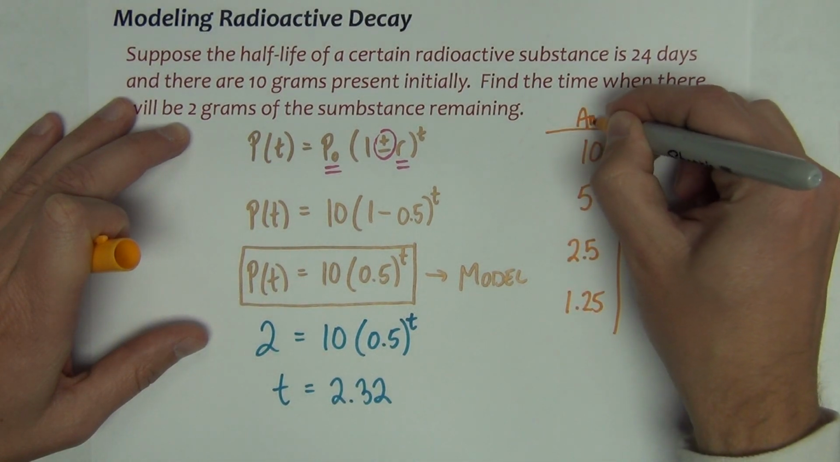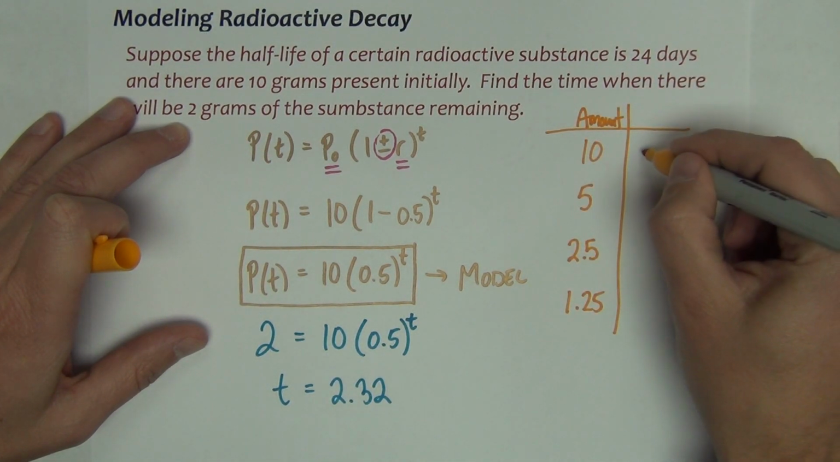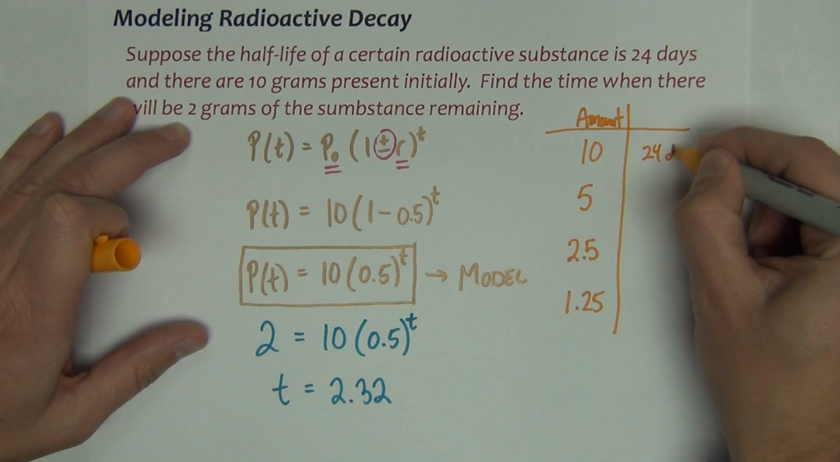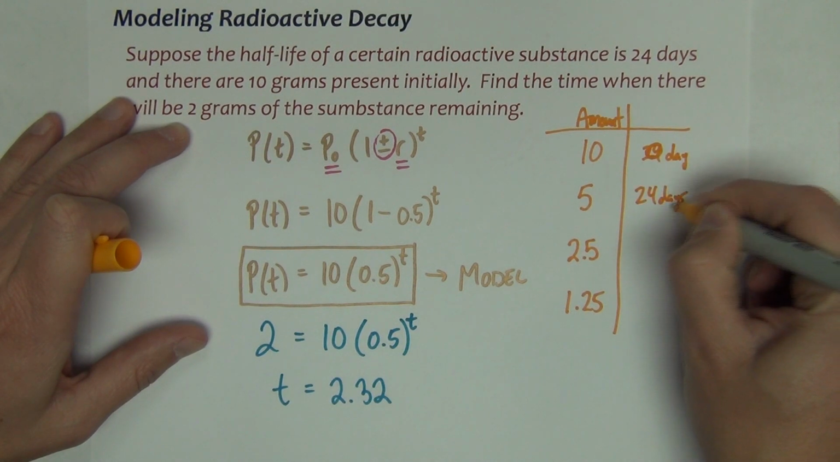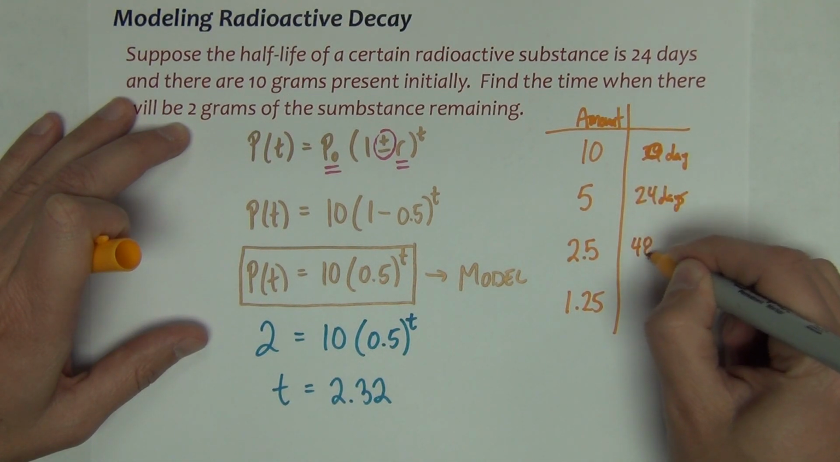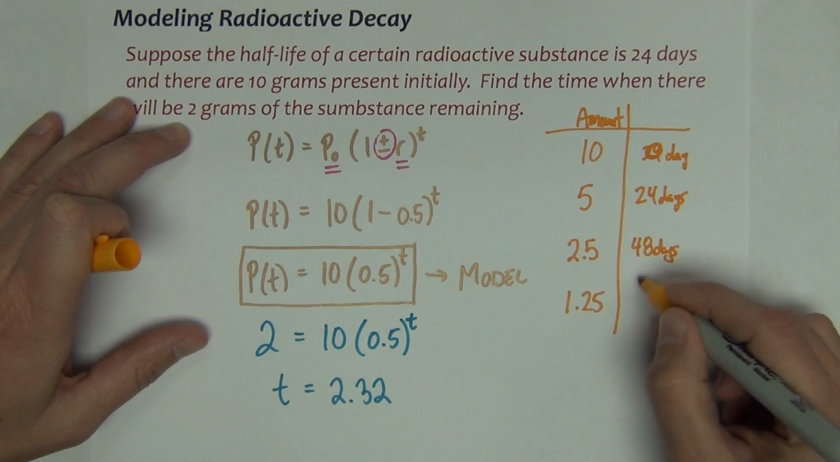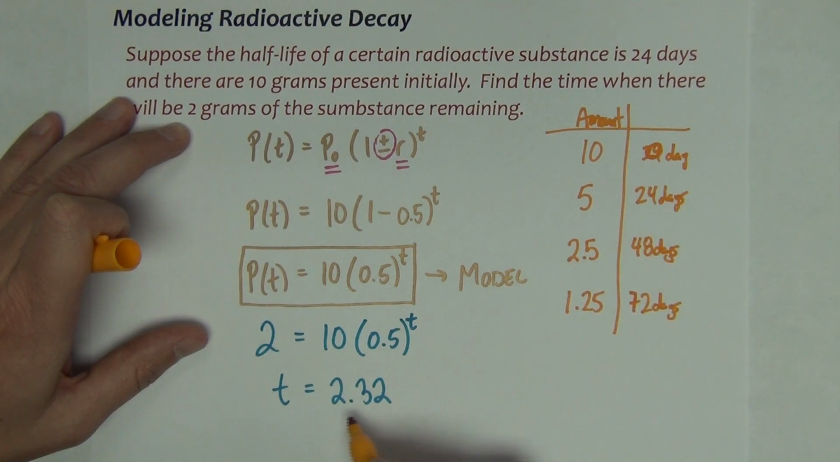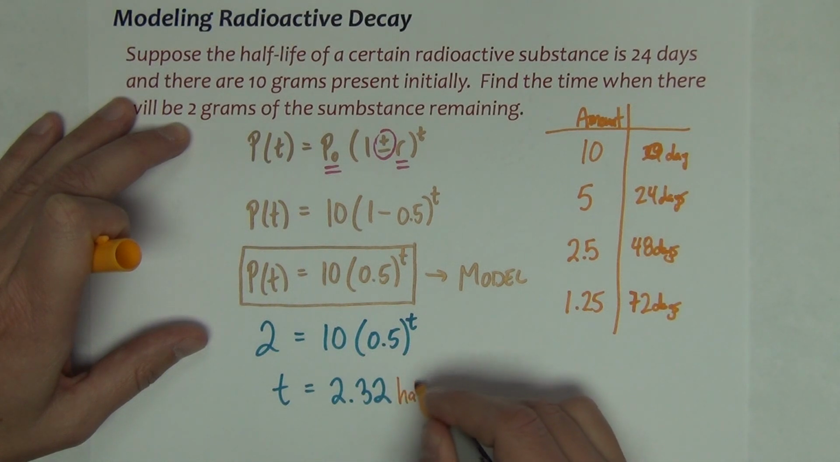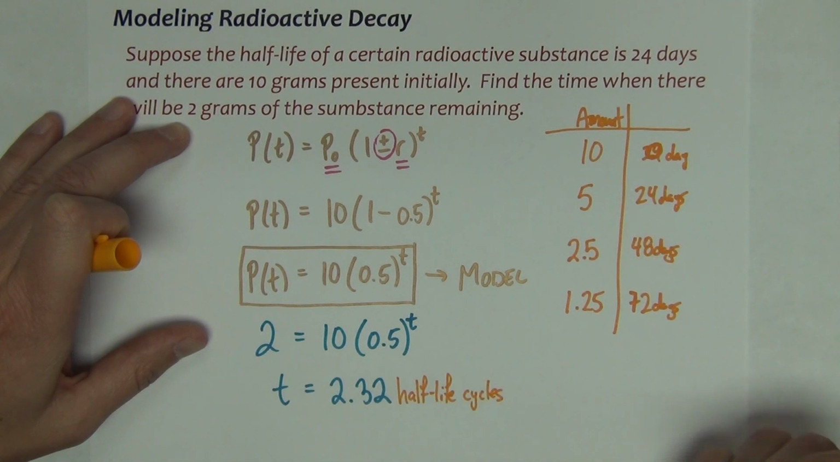So this is my amount, and this is every 24 days. At 0 days, and then at 24 days, we have 5 left. Another 24 days, we have 2.5 left. Another 24 days, we have this much left. So what are the units here? Certainly it's not that after 2.32 days we have 2 grams left. This is 2.32 half-life cycles, okay?